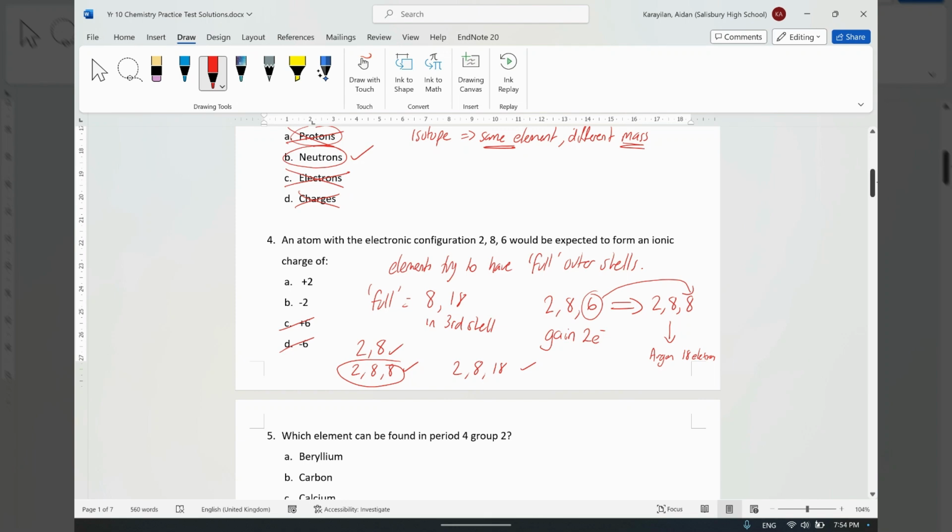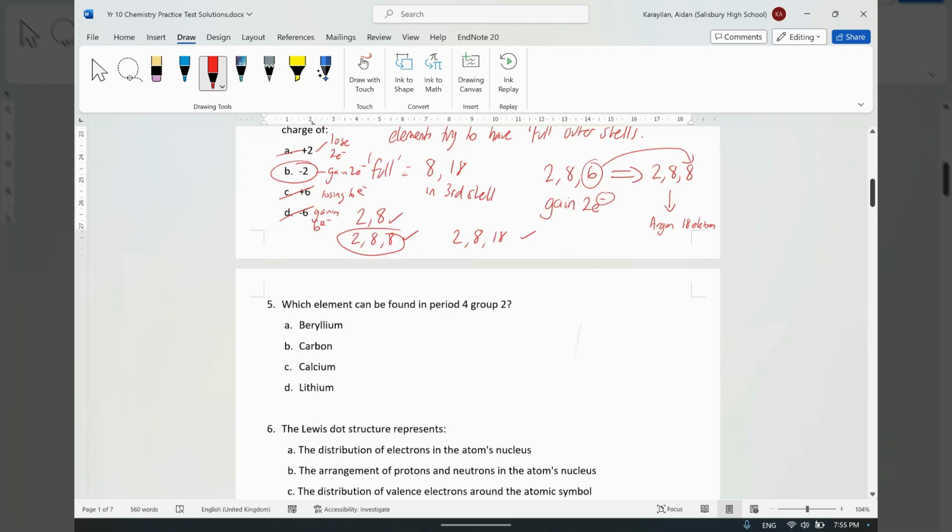Because we're gaining 2 negative charges, we are going to have an overall negative ion. +2 is if you lose 2 electrons. This one here is if we gain 2 electrons. This would be losing 6 electrons, and this would be gaining 6 electrons. So it's going to be B.